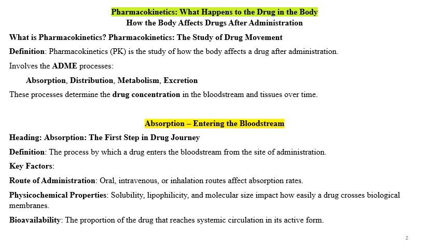So pharmacokinetics is the study of how the body affects the drug after administration. That means something happens to the drug when the drug is administered. The drug will undergo absorption, then distribution, followed by metabolism and excretion. This is the ADME process, and these ADME processes determine the drug concentration in the bloodstream and tissues over time.